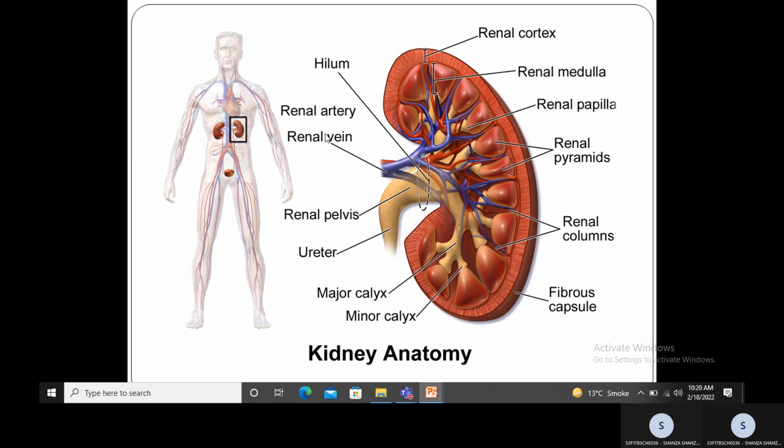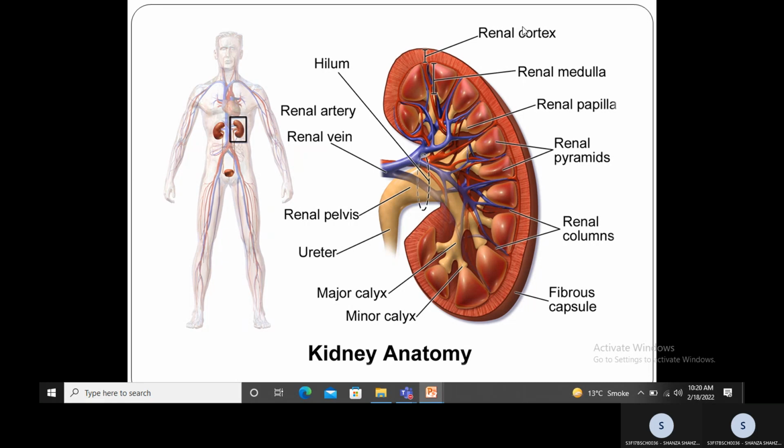Below the renal veins, the renal pelvis is present. The renal pelvis acts like a funnel that collects urine produced in the kidney. There is a ureter. The ureter also carries urine out of the kidney. Two types of calyx, major and minor calyx. On the left side of this diagram, there is the renal cortex. The renal cortex is the outer layer of the kidney.